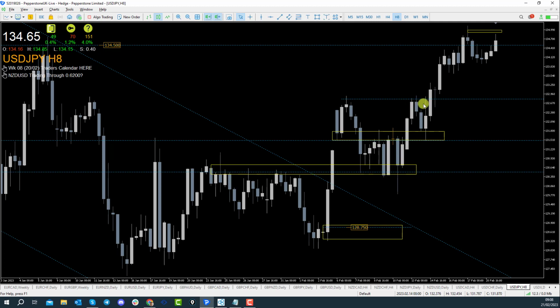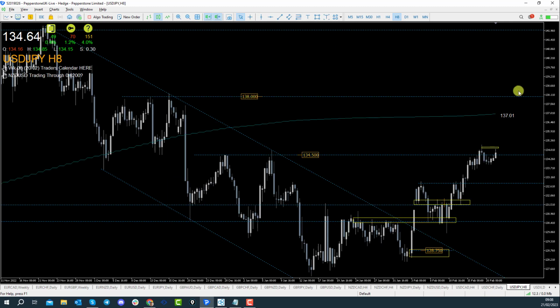Again, we broke out of this range, we retested the range, and the market rallied higher. So if we do fail at this 134.50, I think what we could expect is price to pull back down into the previous area of resistance, now turned support, which is the 133 handle through here. So that's what I'm going to be looking for here. I'm going to see if price pushes back to the 133 handle.